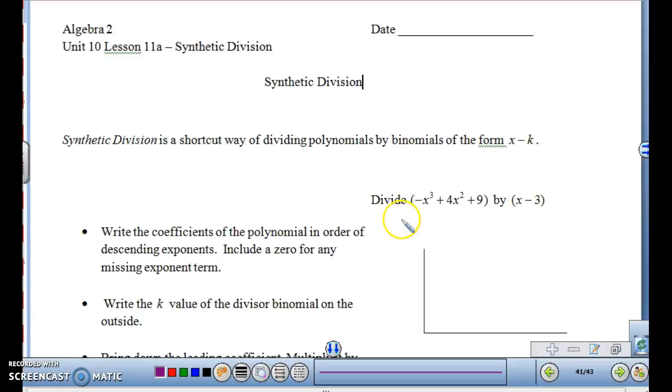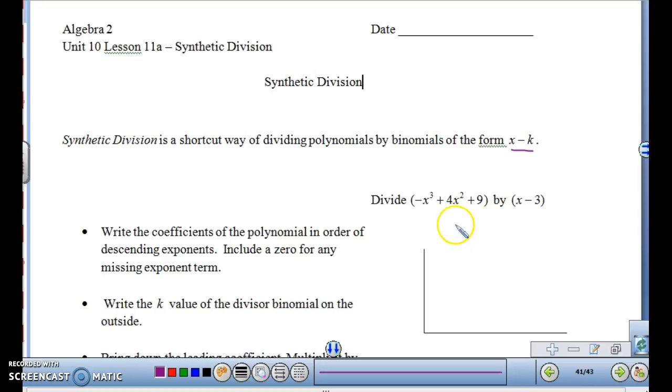This is Algebra 2, Unit 10, Lesson 11A on synthetic division. Synthetic division is just another way to divide polynomials. It's a shortcut, and it only works if the binomial you're dividing by is in the form x minus k. So we're going to look at this process.